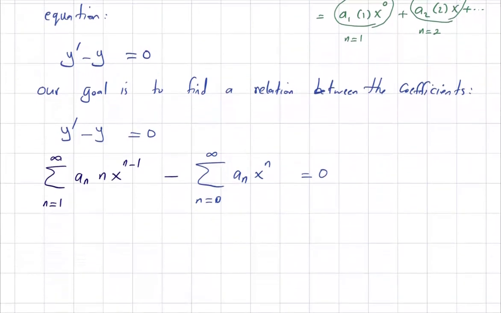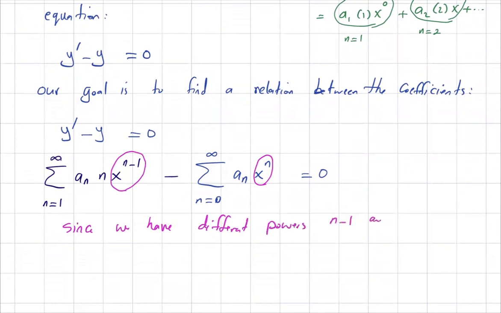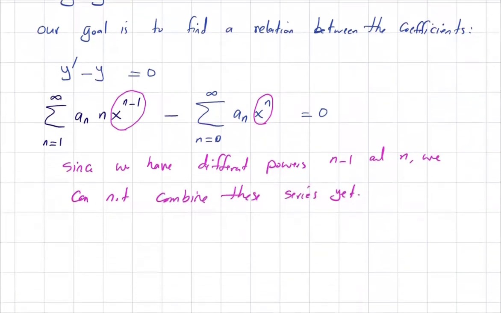Please note that you cannot combine these two series with different exponents here, since we have different powers, n minus 1 and n. We cannot combine these series yet. What are we going to do? We're going to just shift this a little bit.